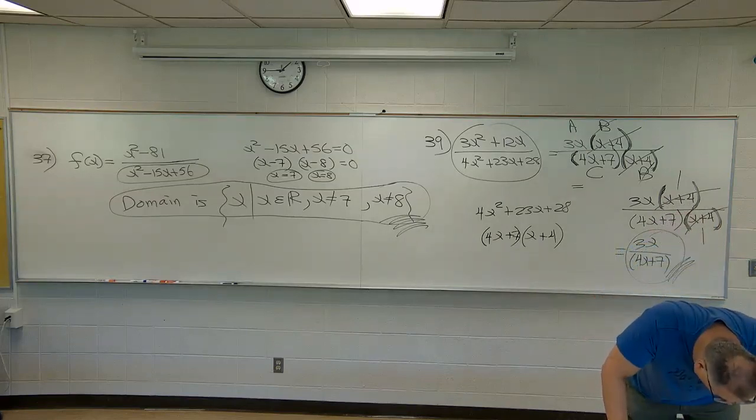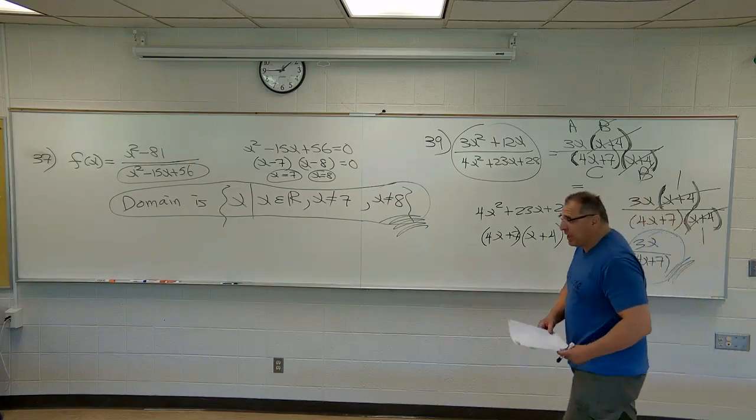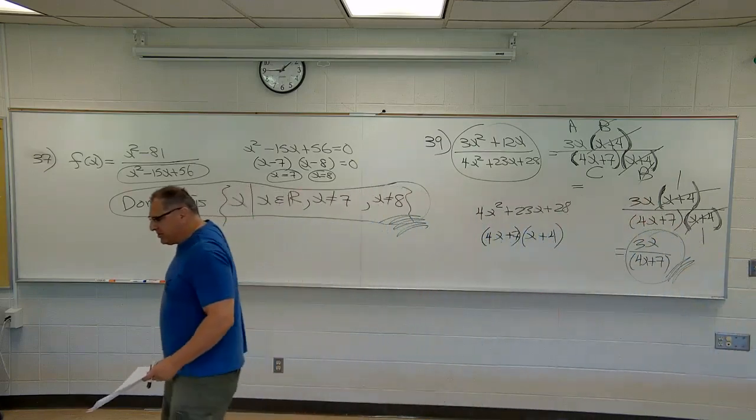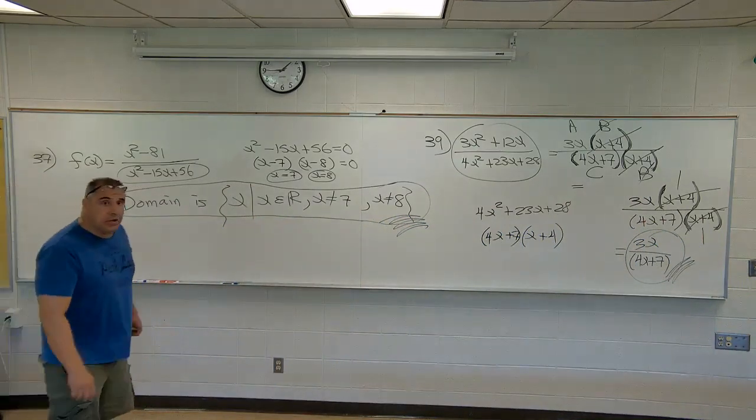Let's do a problem like number 41. They want you to add things that look like fractions. Rational expressions are just fractions that have a lot of letters in them. So we'll see what we can do regarding that.